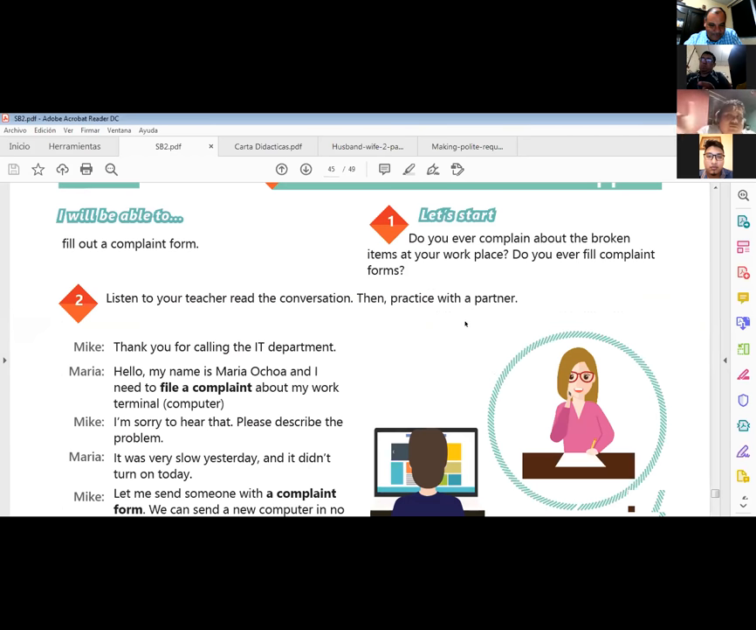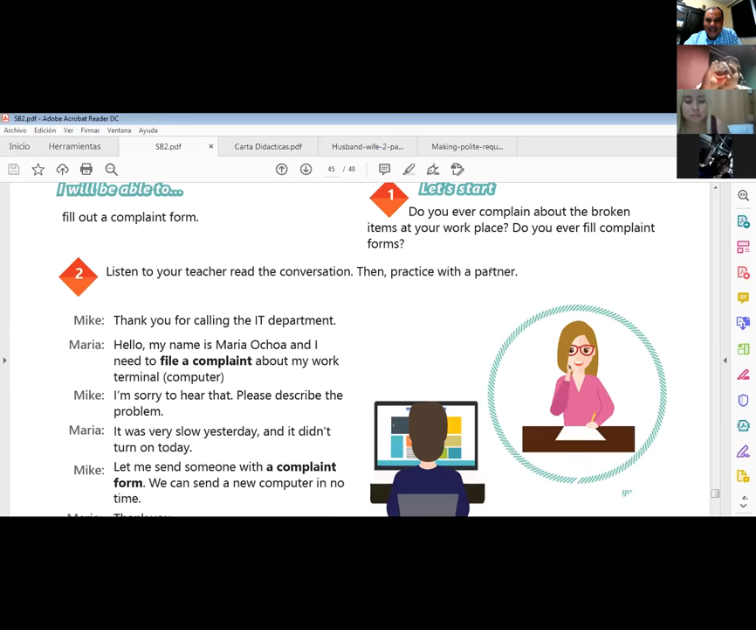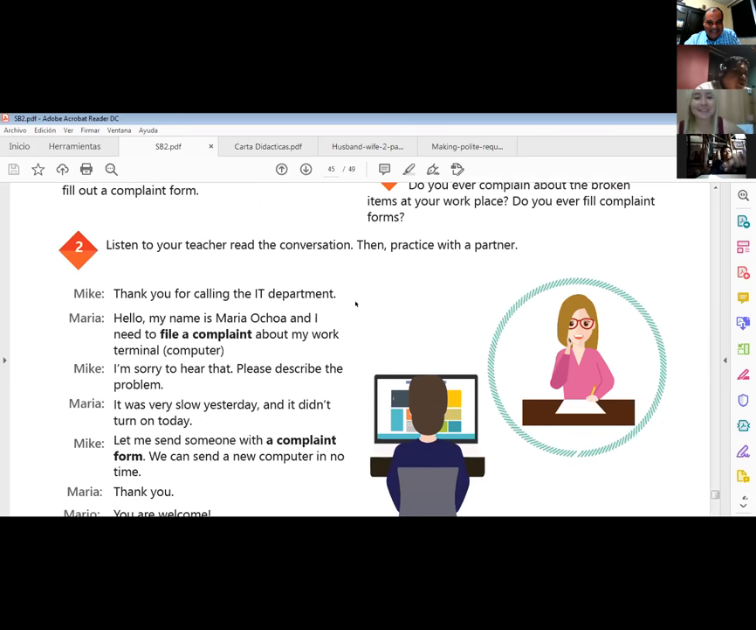Yeah. For example? ¿Usted alguna vez se queja acerca del equipo dañado o en malas condiciones at your workplace? Yes. Okay. Do you ever fill out complaint forms? ¿Alguna vez llena solicitudes de queja? Ah, sí. No. Yo sí. Okay, sí. We will see it today.